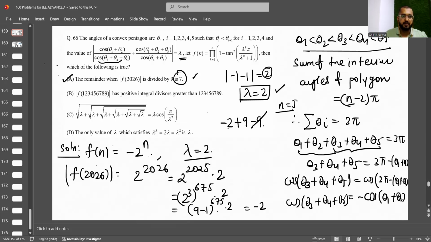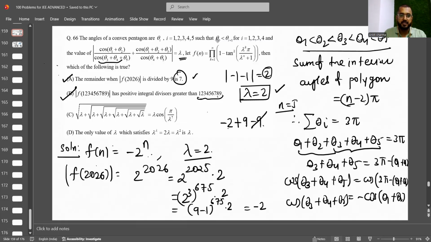And now if you see, then mod of f of 1, 2, 3, 4, 5, 6, 7, 8, 9 has positive integral divisors greater than this. So if you watch this carefully, then I have here f of n. If you see, then we have 2 to the power 1, 2, 3, 4, 5, 6, 7, 8, 9, and that is, of course, more than this. Or its divisors are going to be 2 to the power many, which are more than this number. So that means yes, option B is also true, because they are saying that it has positive integral divisors which are greater than 1, 2, 3, 4, 5, 6, 7, 8, 9. So this option we could say directly by common sense that yes, it's correct.